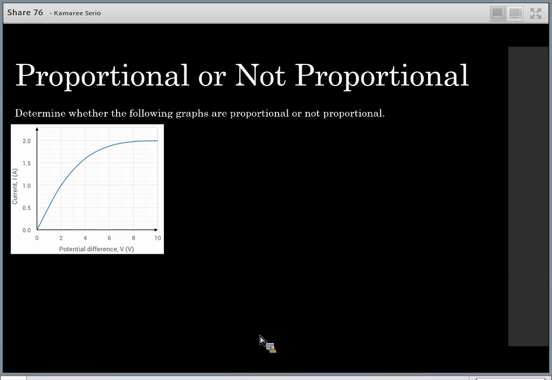So when I look at this graph, is it proportional or not? Remember, proportion, you need to have a straight line and it has to go through the origin. So when I look at this graph, well, this is not straight, right? This has a huge curve in it. So it's not proportional because it is not straight. Okay, the line has a curve. So since that is curved, it's not proportional.